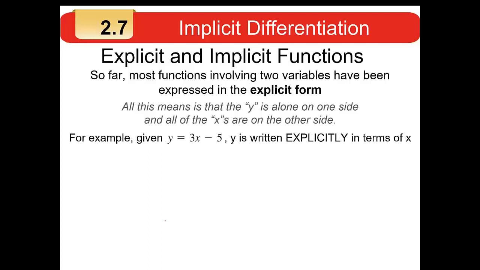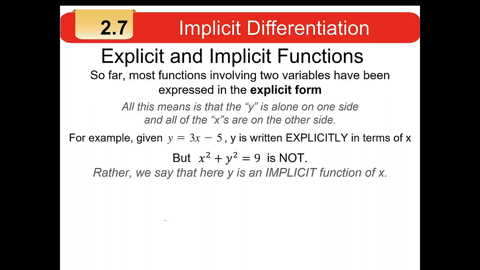For example, if I give you the equation y equals 3x minus 5, the y is written explicitly in terms of x because the y is on one side of the equation by itself. That's all we mean by explicit. But if I take something like x squared plus y squared equals 9, that is not written as an explicit function. Y is not written explicitly as a function of x. We say that y is an implicit function of x. Whenever y is not on one side by itself, it's mixed in, the x's and y's are mixed in on the same side of the equation.